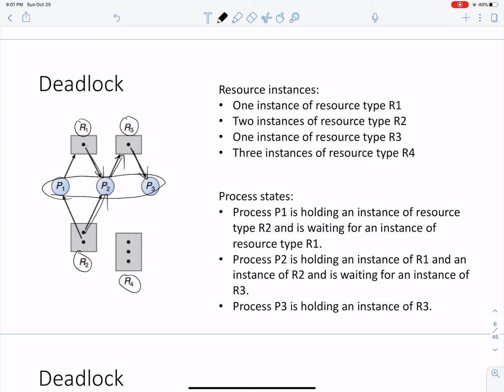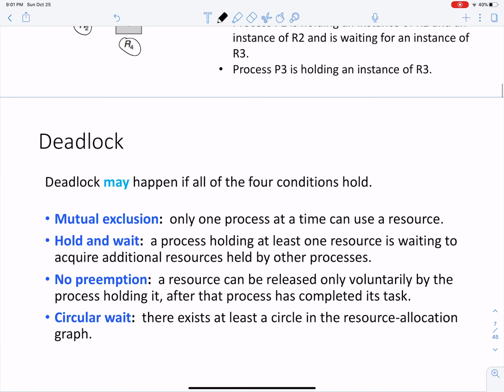Okay, so this is what we can see, and here, after we construct this resource allocation graph, the answer that we want to provide is whether these processes are going to be in a deadlock. So actually there are four necessary conditions of a deadlock. First one is mutual exclusion, meaning that only one process can use an instance of a resource at a single time. Hold and wait, meaning that one process holds at least one resource.